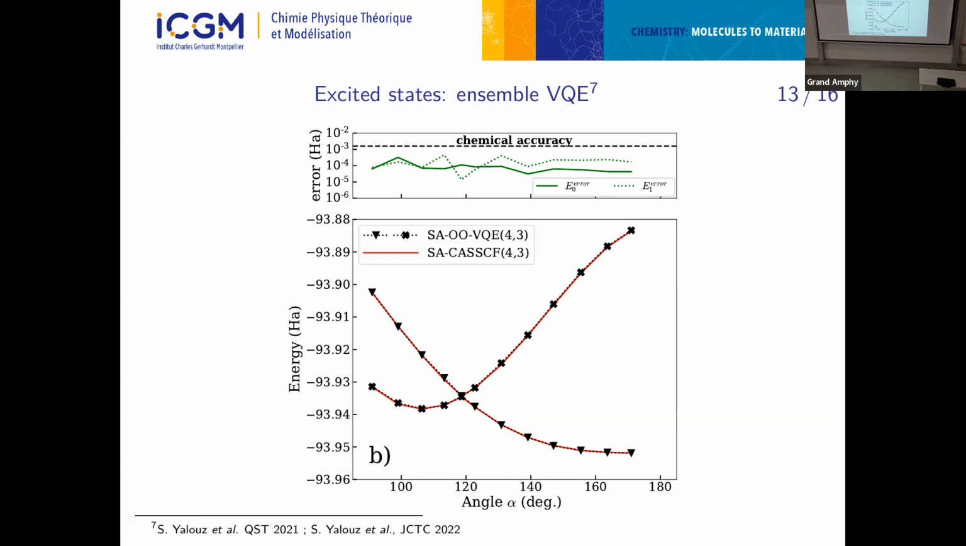And indeed, we are really close. Well, we are on top of the curve given by the state average complete active space self-consistent field. This is not done on a real quantum computer. This is a state vector simulation without noise. That's why we are on top of the curve. Otherwise, it would not be.